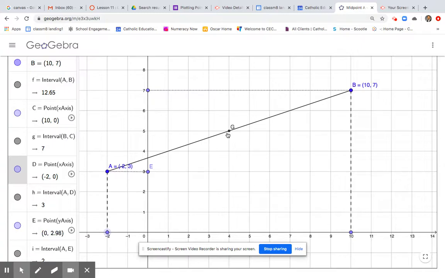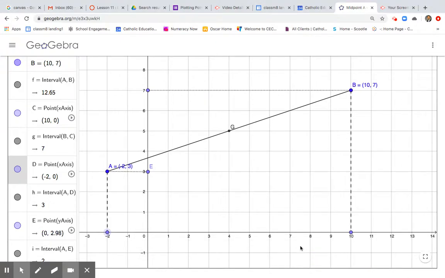What you should notice is, unlike when we did gradient, the order doesn't really matter. You can do 10 plus -2 is 8, divide by 2 is 4, or you could do -2 plus 10 is 8, divide by 2 is 4. With the gradient, it mattered.